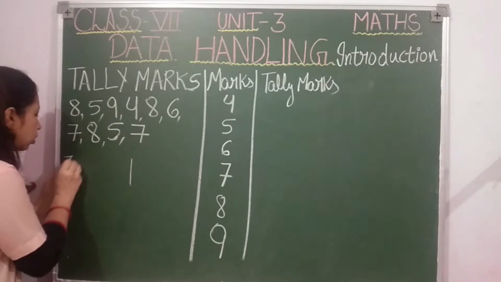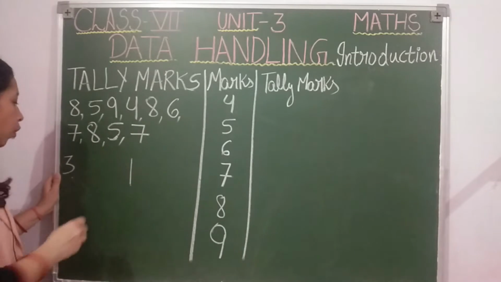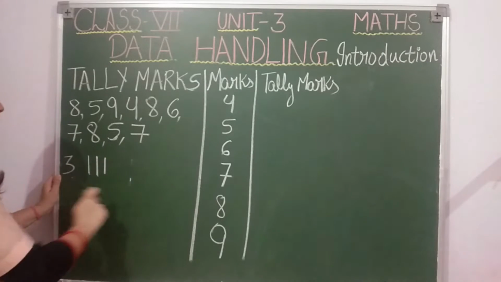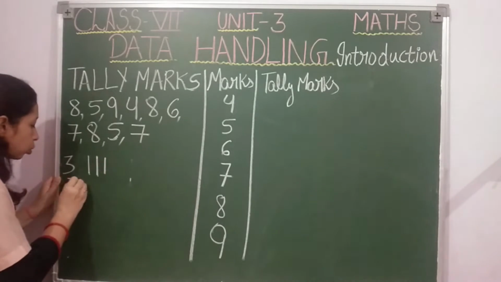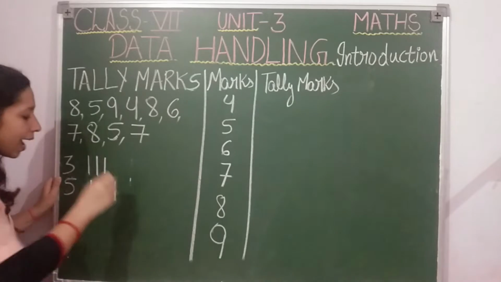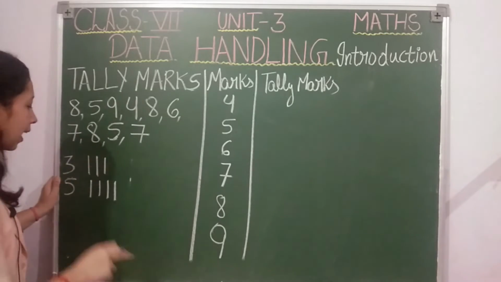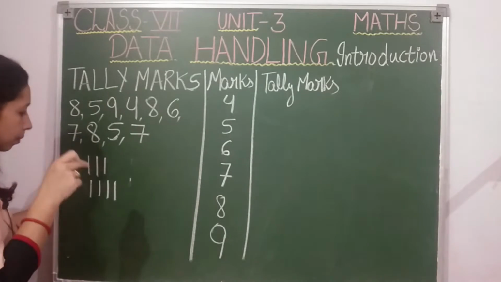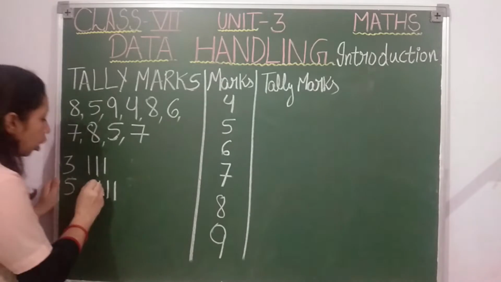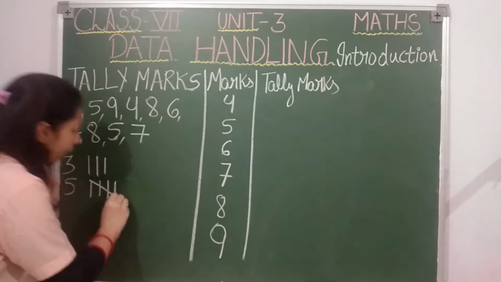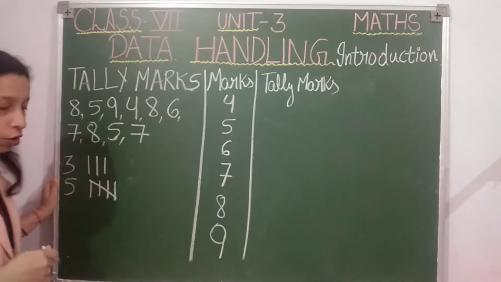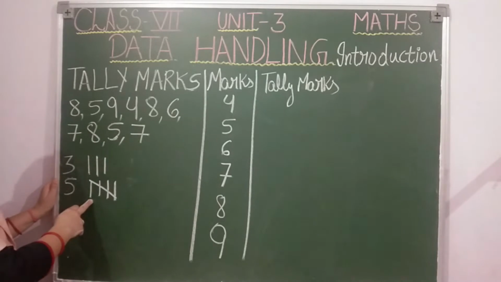Suppose I want to show 3 with telemarks. So I'll draw 3 such strokes. See students, 1, 2, 3. Now if I want to show 5, for 5, 1, 2, 3, 4, and you have studied this in your 6th standard, that for the 5th telemark, you are not going to draw one vertical stroke. What you are going to do, you will draw one diagonal stroke on the 4 strokes which you have already drawn. So this shows the group of 5.